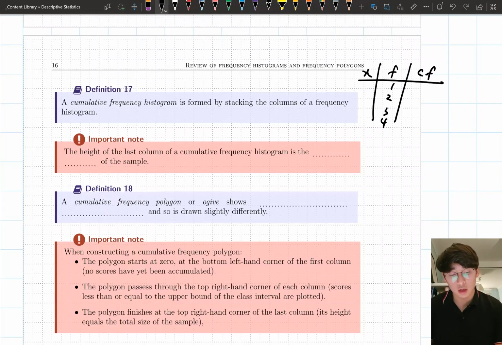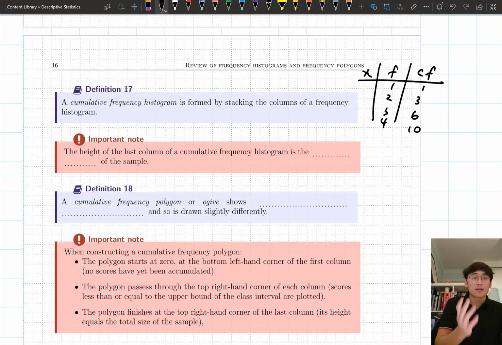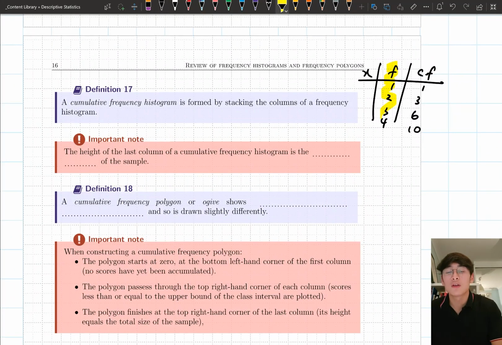So for example, for this one, if I have frequencies of 1, 2, 3, 4, I just add on my frequency. So the cumulative frequency for this first one is just 1. The next one is 3. The next one is going to be 6 because I add that 3 onto my 3. And the next one will be 10 because I add that 4 onto my 6. A cumulative frequency histogram is just the same thing as our frequency histogram, but instead of using our frequency scores, we're going to be using our cumulative frequencies.